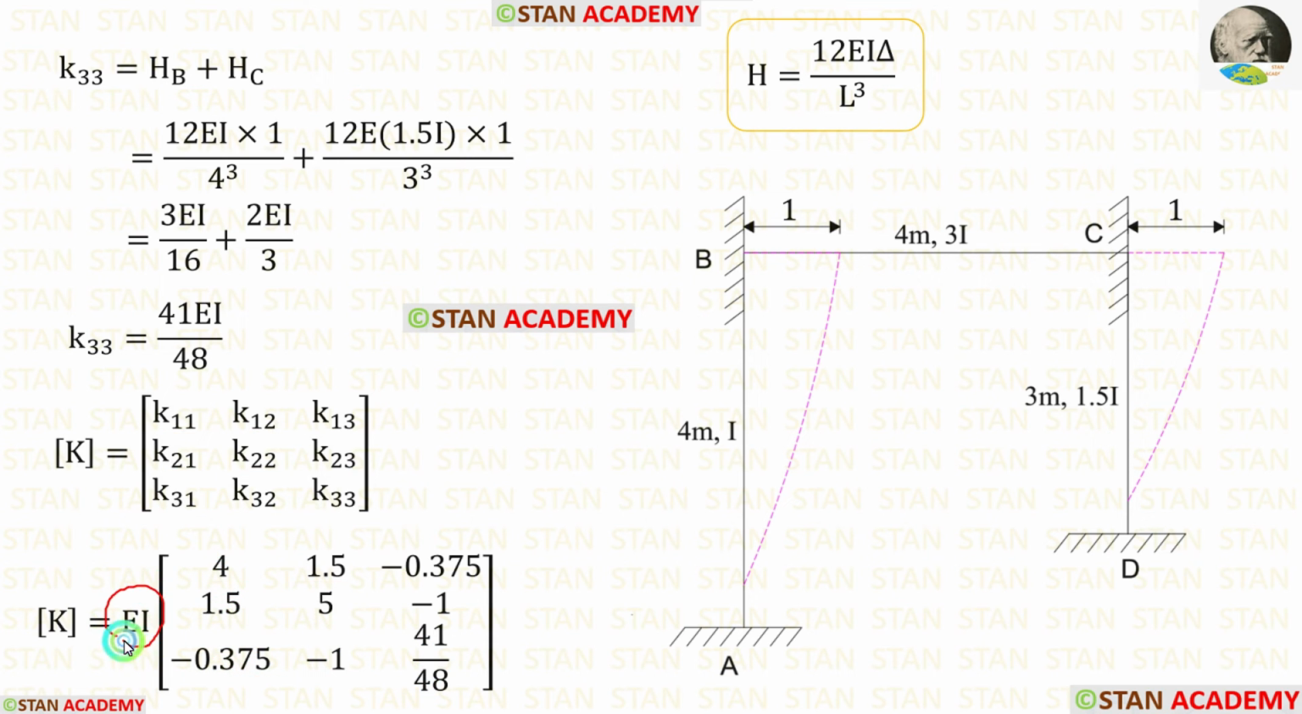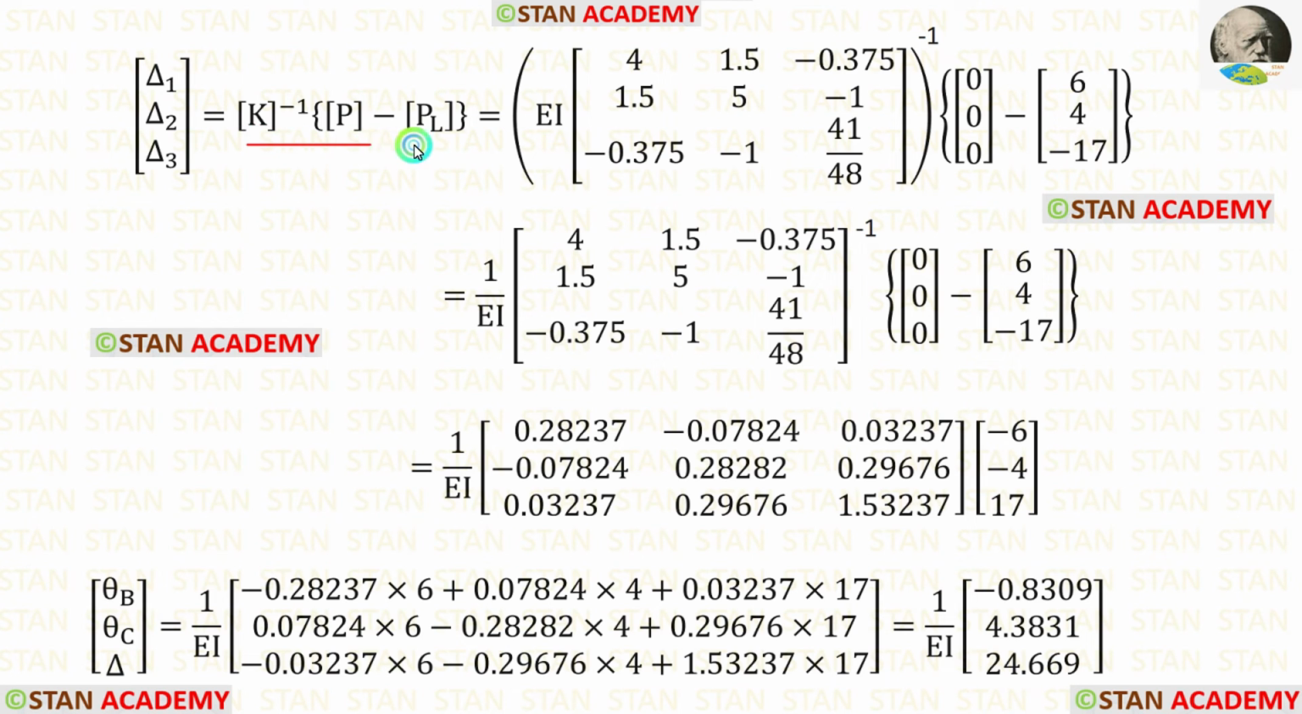EI is constant. Let us keep it outside. In this formula, we have found everything. Let us apply them. EI inverse is equal to 1 upon EI. For this matrix, we have to find the inverse. We can apply all of the values in the calculator and get the inverse.